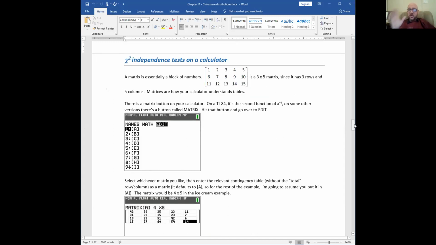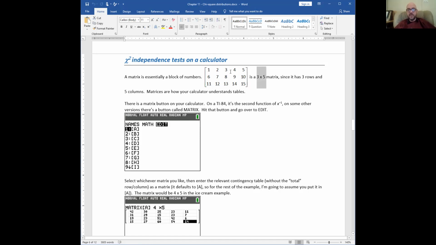So the first thing you need to know is what a matrix is, because that's how your calculator interprets a table. So a matrix, for our purposes, is basically just a block of numbers, right? Looks something like this. This matrix is 3 by 5. It is 3 rows by 5 columns. It's always rows by columns.